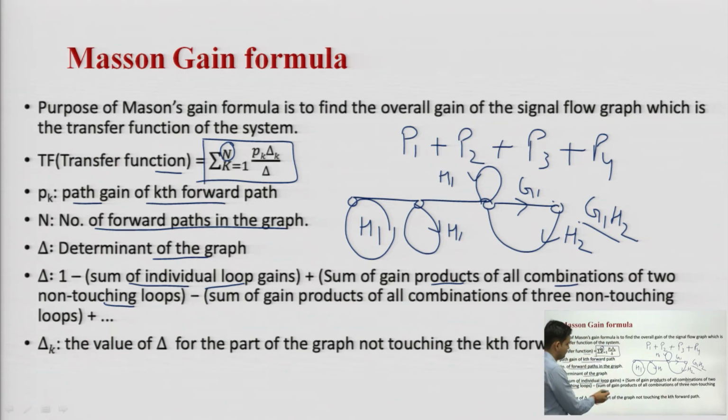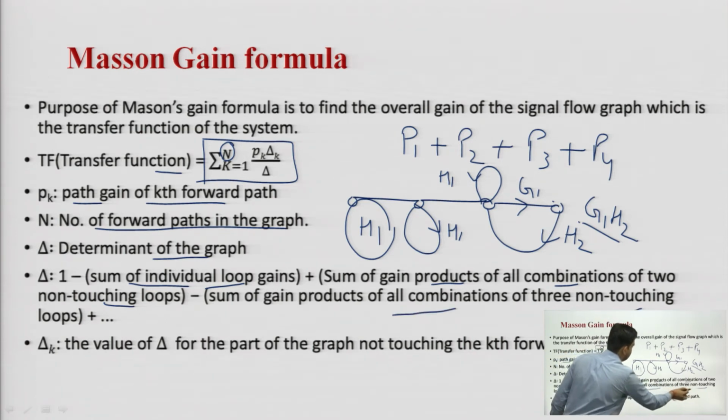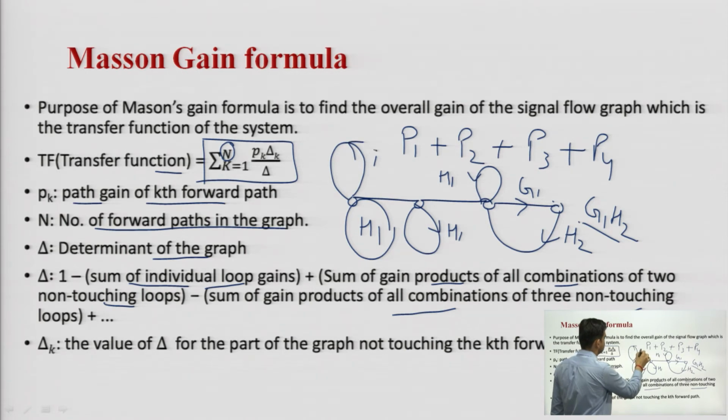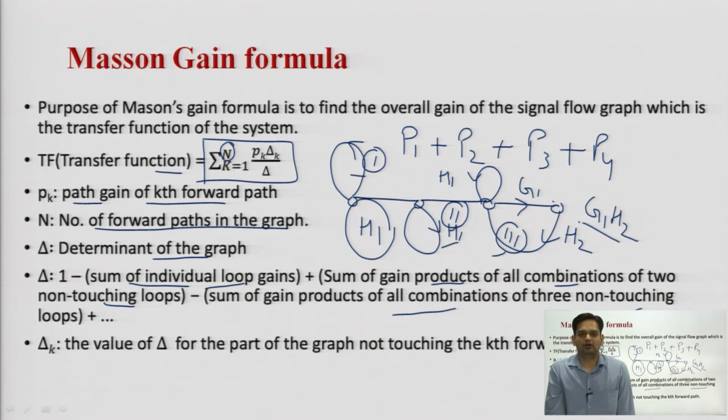After that, minus the sum of loop gain which has 3 non touching loops. Suppose I have one more loop here. So, we can say this is loop 1, this is loop 2, this is loop 3. So, we can say these are 3 non touching loops because their nodes are different. And how to calculate? We have to calculate their product, and then take their other combinations, sum them, then we will get this term, the sum of gain product of all combinations of 3 non touching loops. Then we will see the last term, delta subscript k.